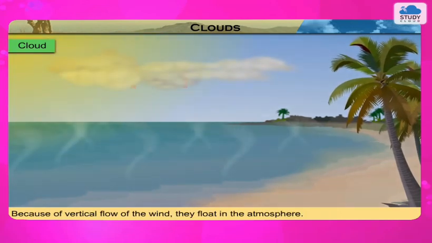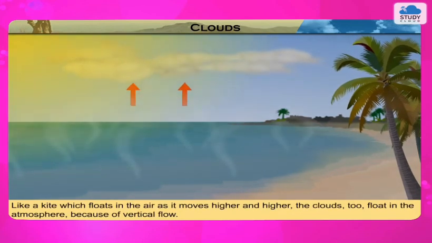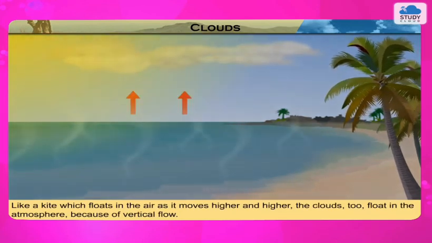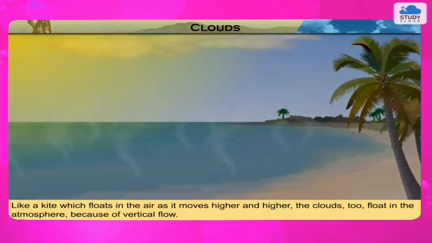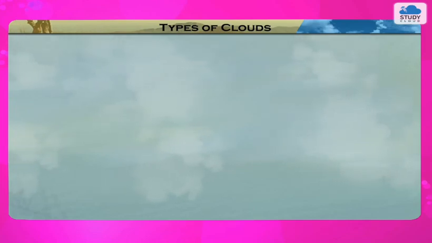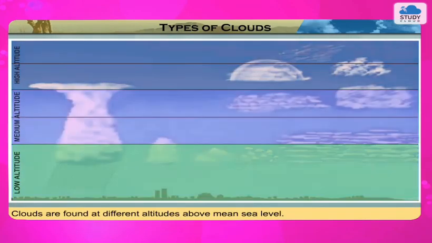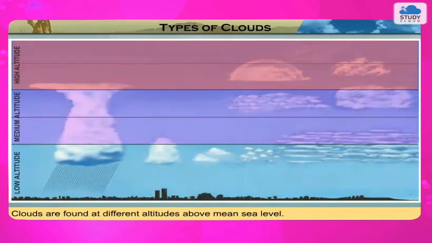Because of vertical flow of the wind, they float in the atmosphere. Like a kite which floats in the air as it moves higher and higher, the clouds too float in the atmosphere because of vertical flow. Types of clouds. Clouds are found at different altitudes above mean sea level.